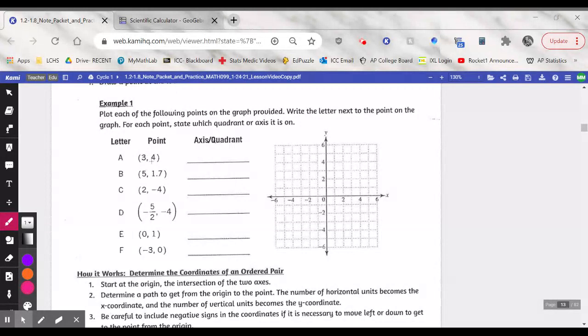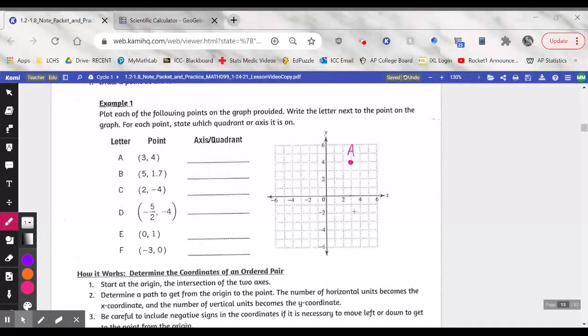So it's a positive 3, so I'm going to start at my origin right here, and I'm going to move to the right 3. So right now I moved to this spot right here, but I also need to show my point going up 4. Because your second value is a positive 4, you're going to move up 4. So I'm going to take from there and go up 4. You also want to make sure that you label your point so that you can tell which points are which on your graph.